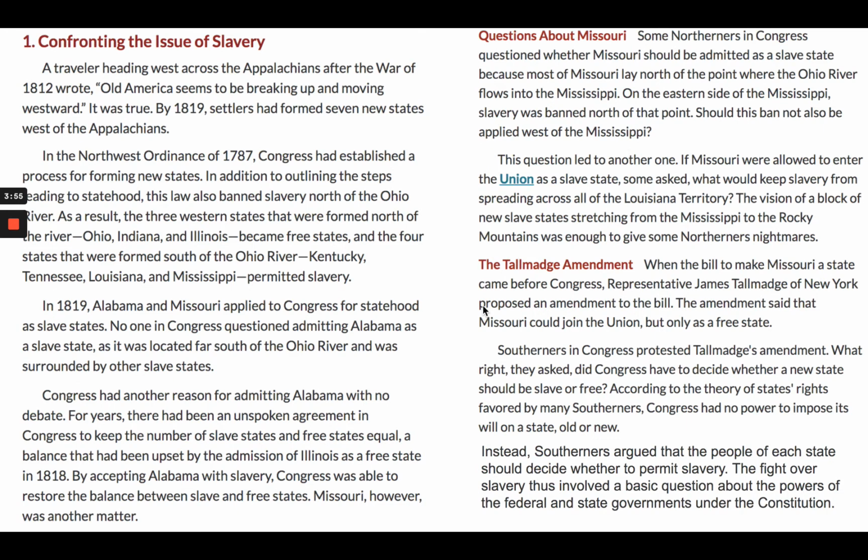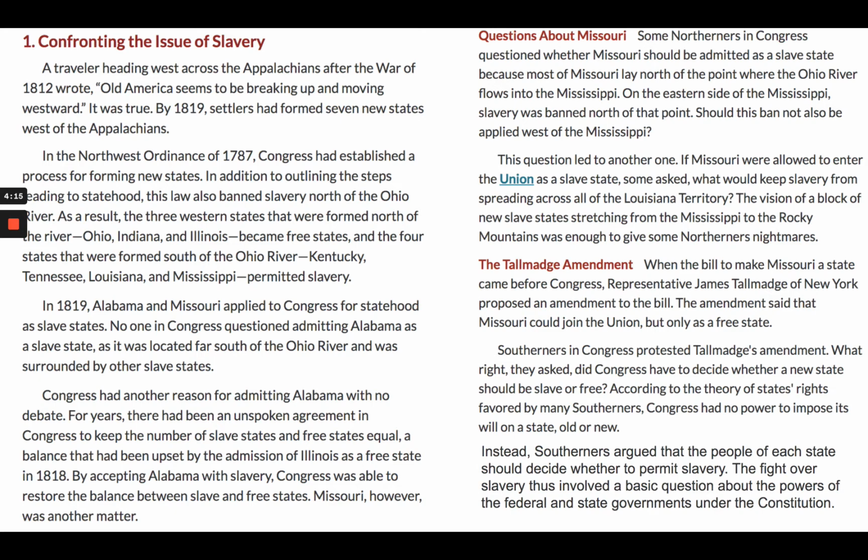All right, confronting the issue of slavery. A traveler heading west across the Appalachians after the War of 1812 wrote, "Old America seems to be breaking up and moving westward." It was true. By 1819, settlers had formed 7 new states west of the Appalachian Mountains.